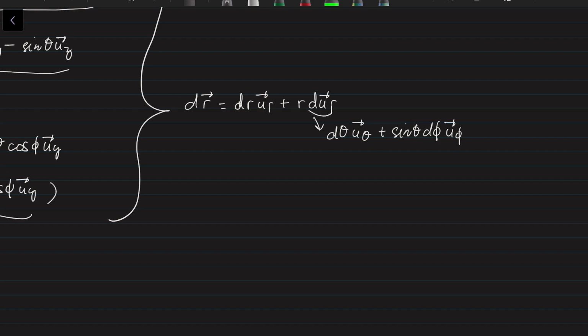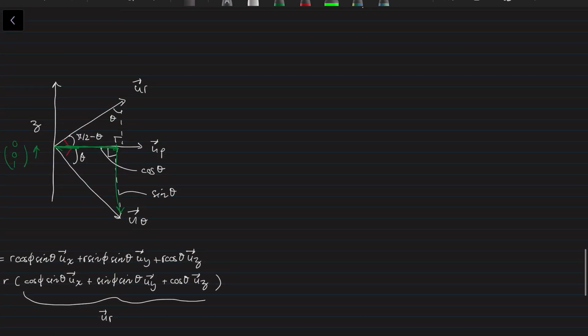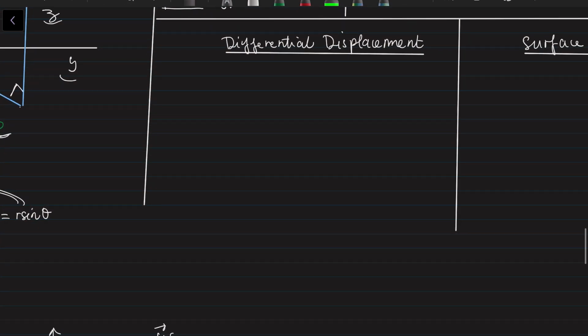Now I'm going to write out the differential displacement neatly over there. So dr is dr times ur plus r dur, so we have r d theta u theta plus r sine theta d phi u phi. This is my differential displacement vector in spherical coordinates. You see the expression is a bit more tricky than in the other coordinate systems we've seen.